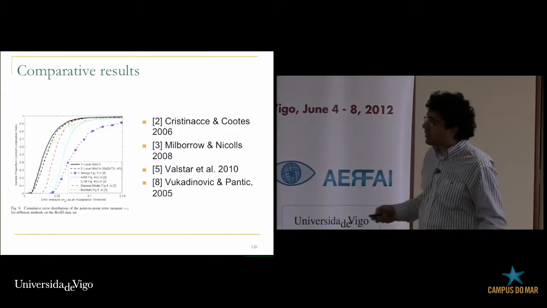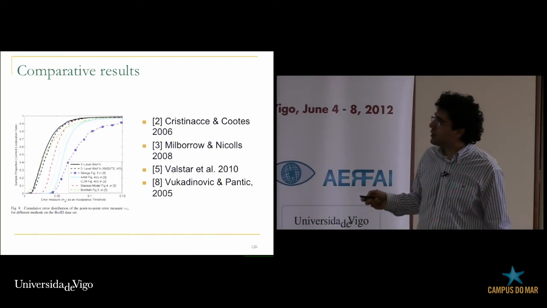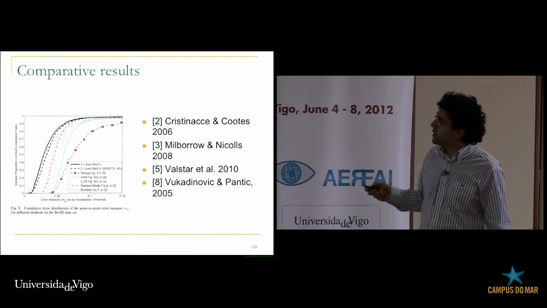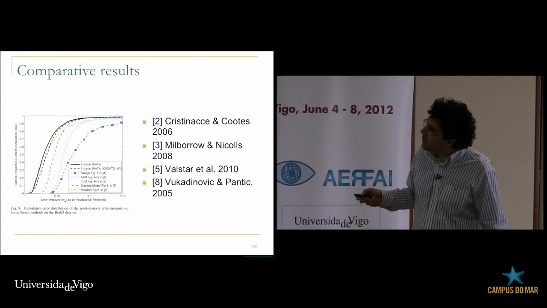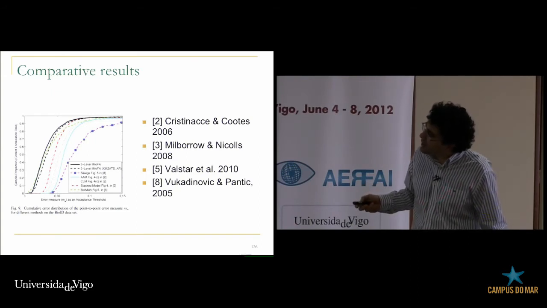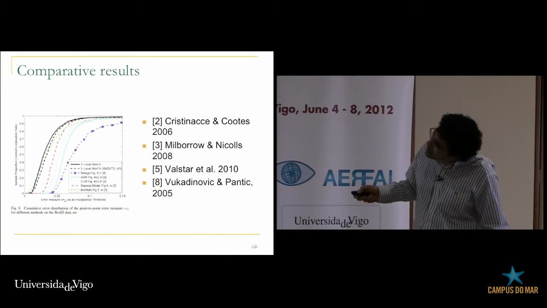And these are some results from the literature. Christinace and Kutz, 2006, is the blue one, the active appearance model. Here you see the acceptance threshold, and here you see the accuracy.